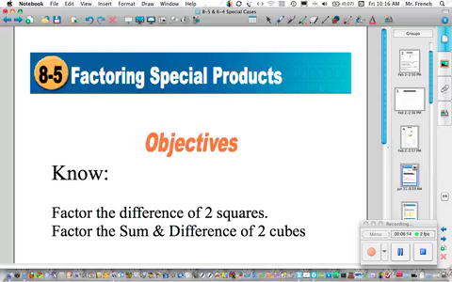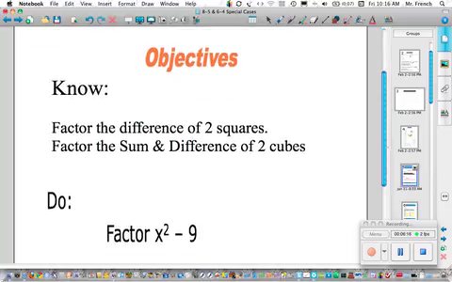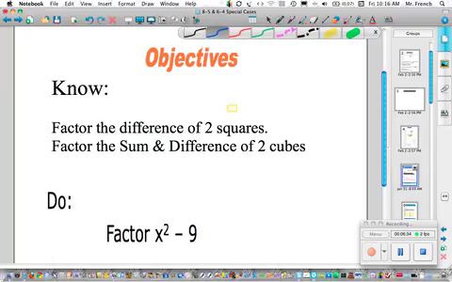On your notes, please write down your objective for today, your know and do. Our know today is to factor the difference of two squares, and that is found in section 8.5 in the Algebra 2. Let me just put that little note here. That's going to be in section 8.5 in your textbook.